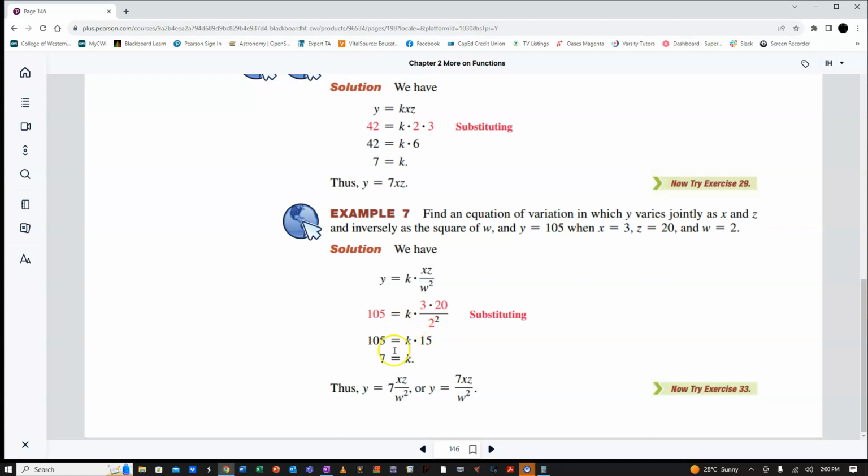You get 105 equals k times 60 divided by 4, which is 15. Divide both sides by 15, and you get a constant equal to 7. And therefore, your equation of variation is y equals 7xz over w squared. We'll do exercise 33 next.